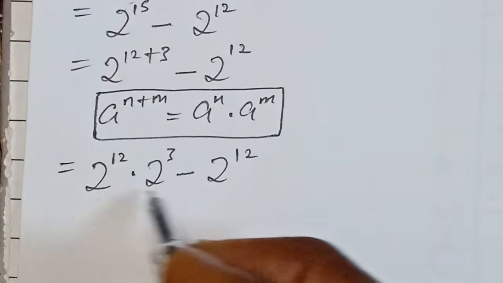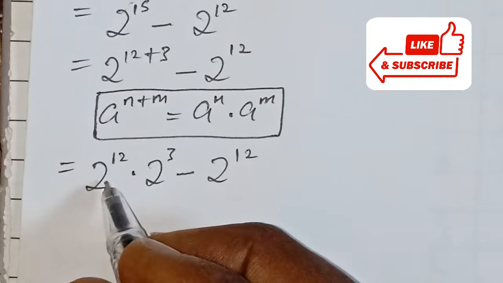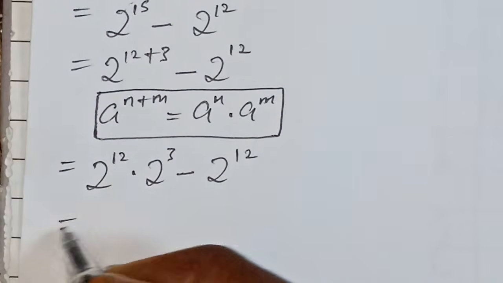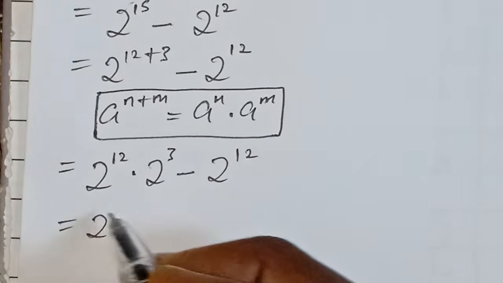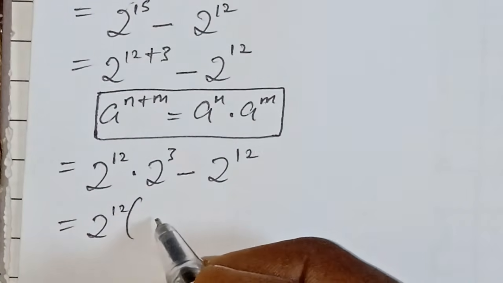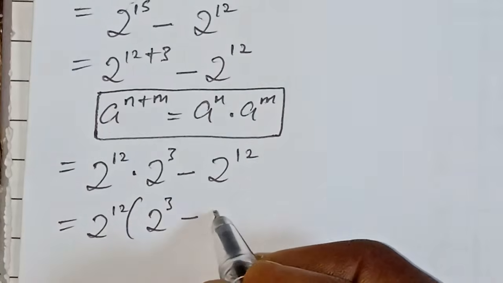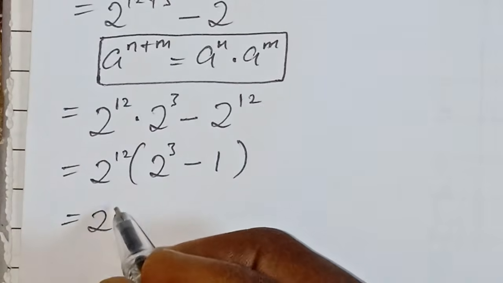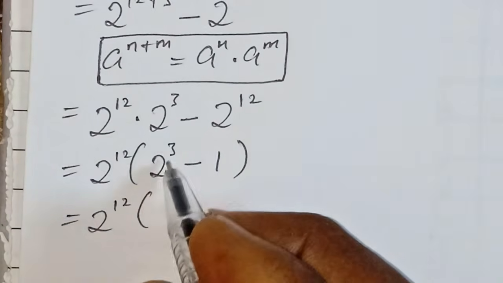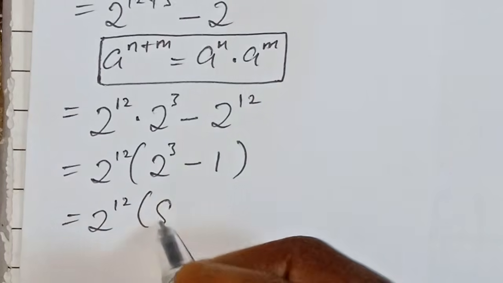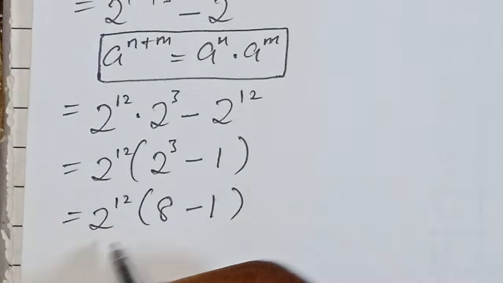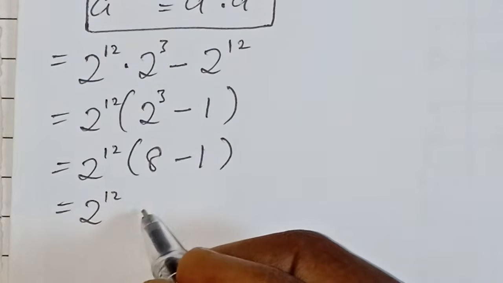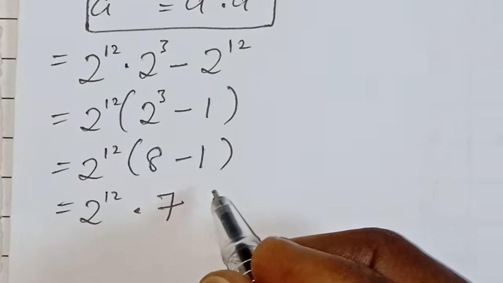Now from here, we can discover that 2 raised to power 12 is over here and over here. So let's bring it out. 2 raised to power 12, now open the bracket, 2 raised to power 3 minus 1. So the next step becomes 2 raised to power 12 into bracket 2 raised to power 3, which gives us 8, minus 1. And that will be equal to 2 raised to power 12 multiplied by 7.